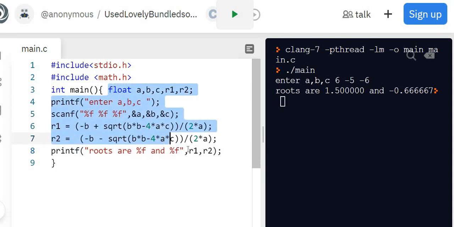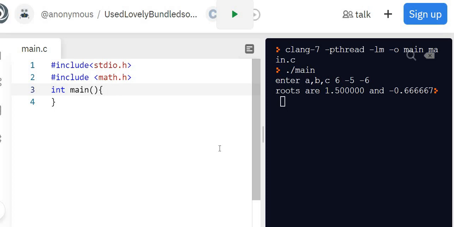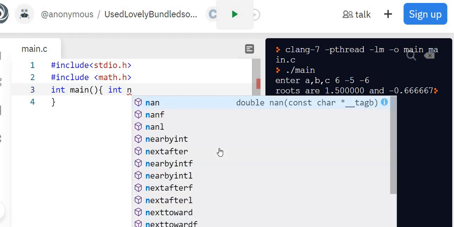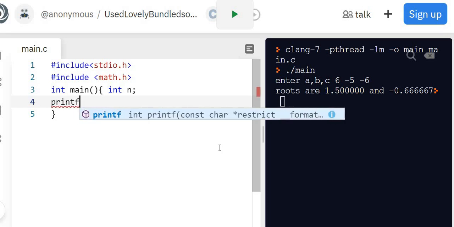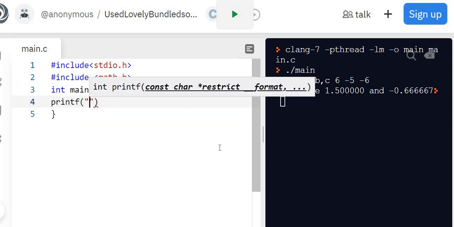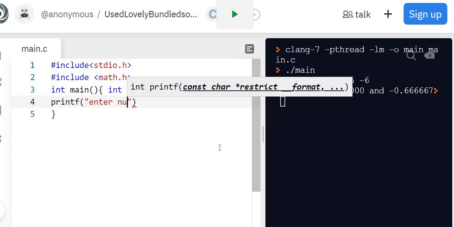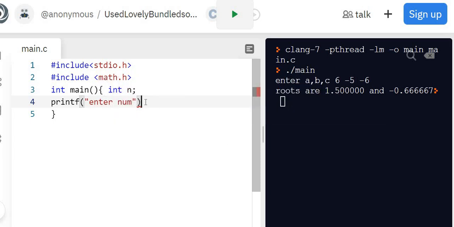Let's check whether the entered number is prime or not. So get the number from the user, and suppose entered number is n. Okay. So n number will be entered by the user. So let's get this value. Printf enter number. So user will enter the number. Let's get this value.